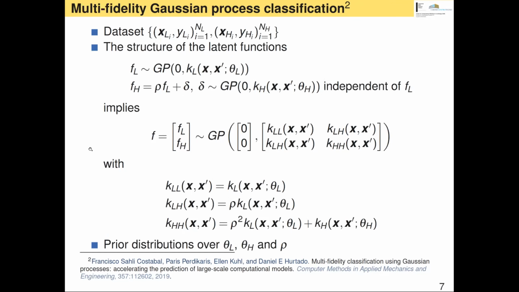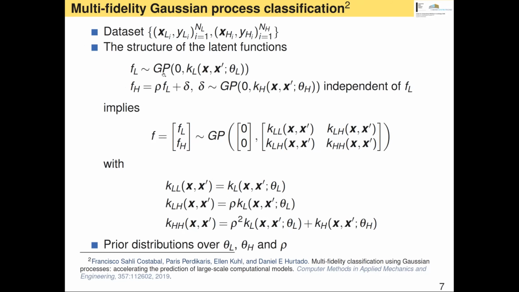In the multi-fidelity case, we have two models with different levels of fidelity. A low fidelity one denoted with capital L, and a high fidelity one that we denote with capital H. As a consequence, the data set is now composed of both low and high fidelity data. And another consequence is that we now have two latent functions, FL and FH. Their structure is assumed to be the following.